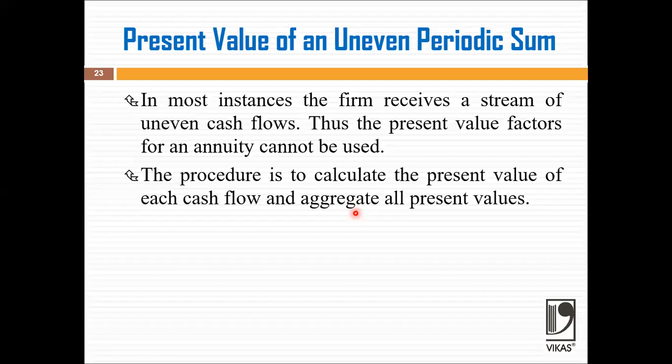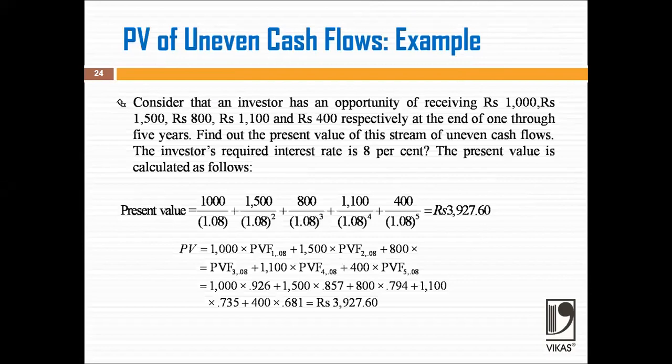So this time, how do we calculate the present value of uneven periodic sum? Uneven, not equal, right? We cannot apply the annuity formula. In most instances, the firm receives a stream of uneven cash flows, right? Thus, the present value factor for an annuity cannot be used. The procedure is to calculate the present value of each cash flow and aggregate all the present values. Means we have to find out the present value factor manually.